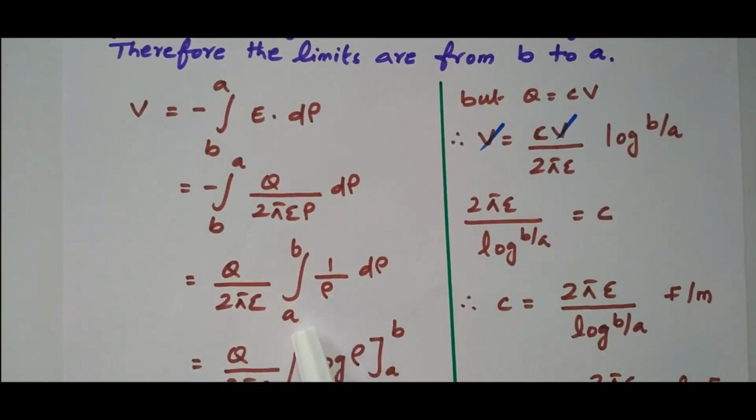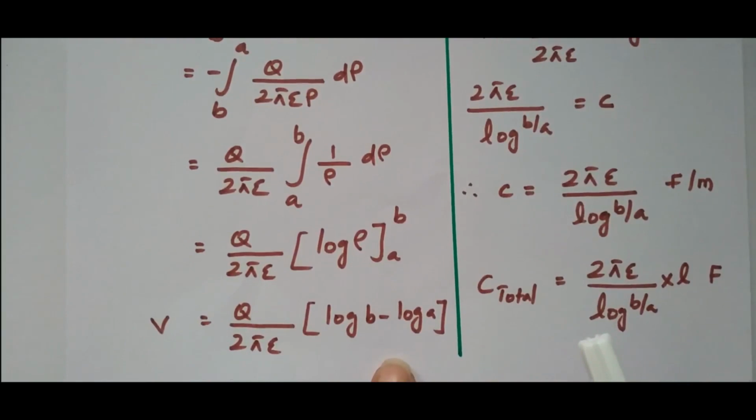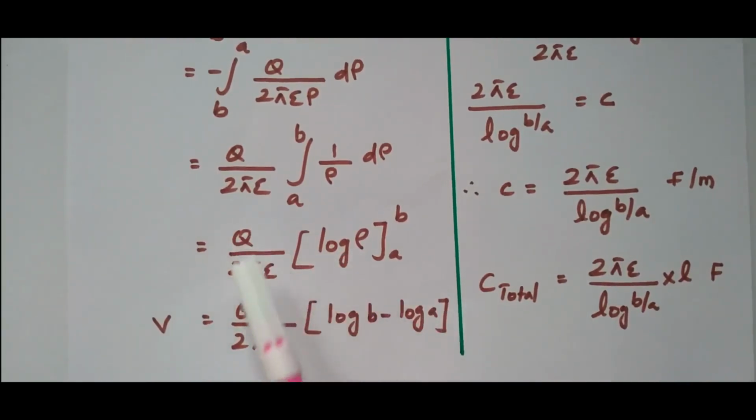Only 1 by rho we have to integrate. Now the negative sign is removed by interchanging the limits. B to A is now given as A to B, so that we can remove this negative sign. 1 divided by rho into d rho, right? Q divided by 2 pi epsilon is constant. So Q divided by 2 pi epsilon, integral of 1 by rho is nothing but log rho with a limit of A to B.